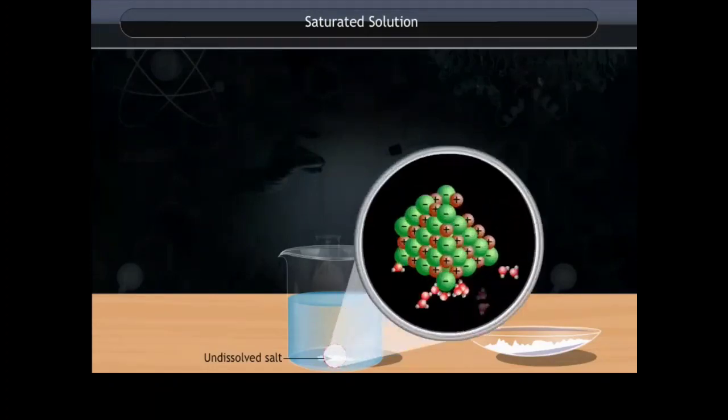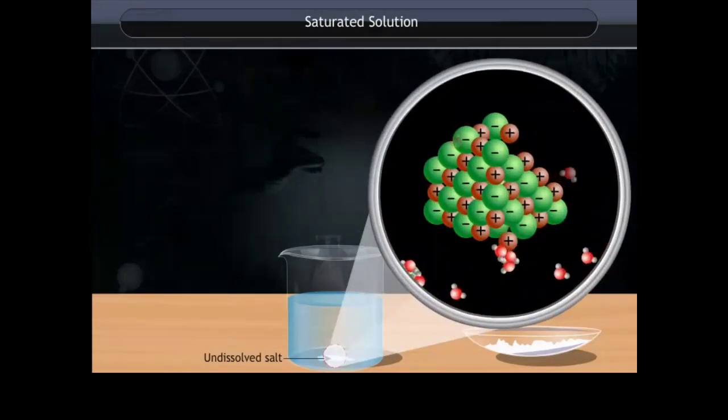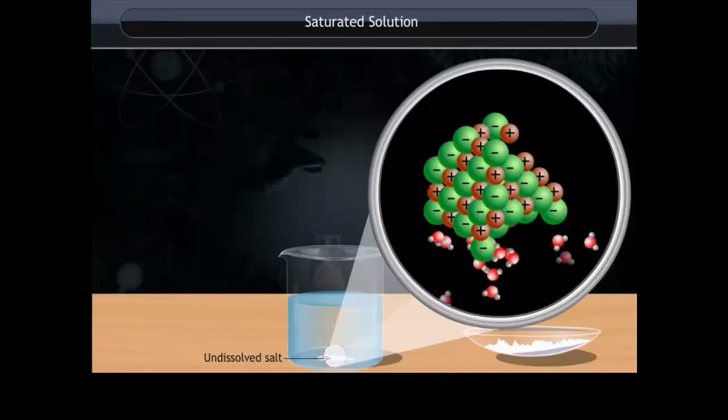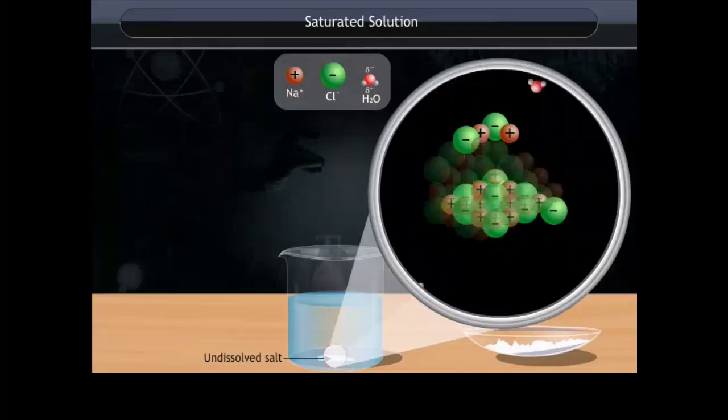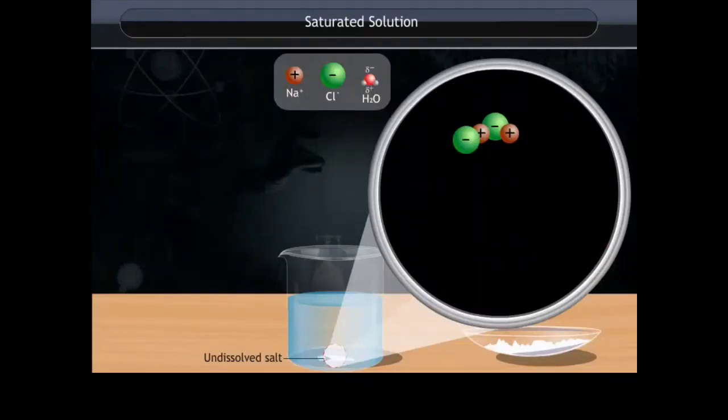After adding a few spoons of salt, do you find that some salt remains undissolved and settles at the bottom of the beaker? If yes, this means that no more salt can be dissolved in the amount of water we have taken. The solution is now said to be saturated.